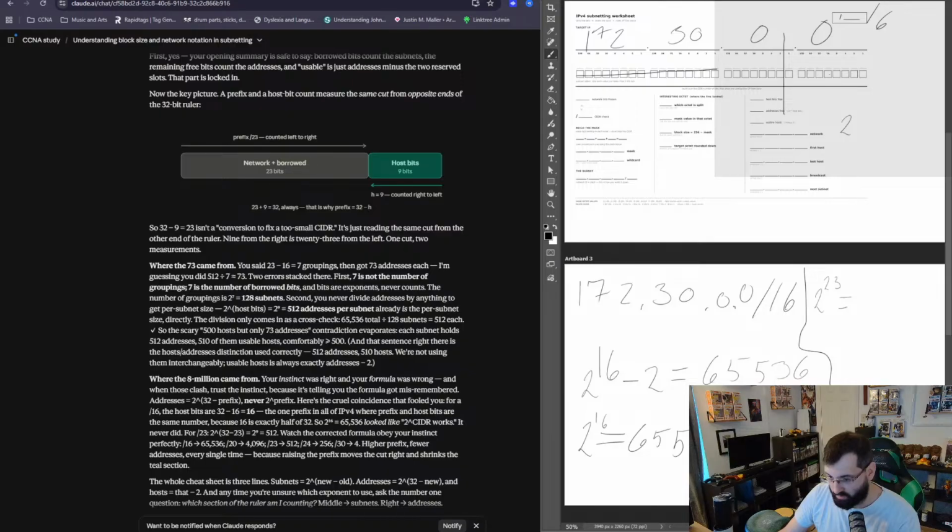Yeah, but that's also confusing because we use the term host bits a lot. And if hosts are usable addresses, then what are host bits? Okay.